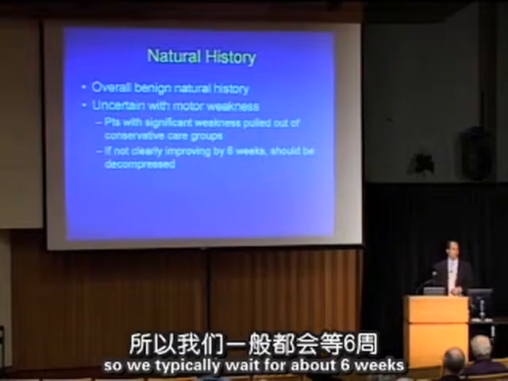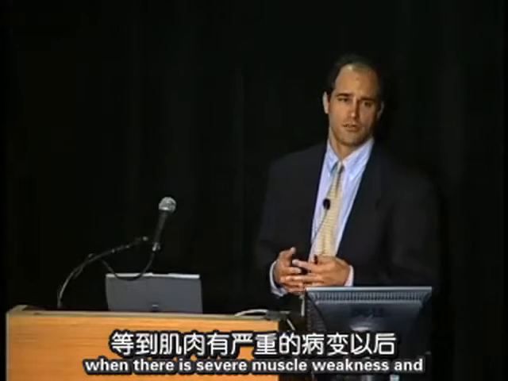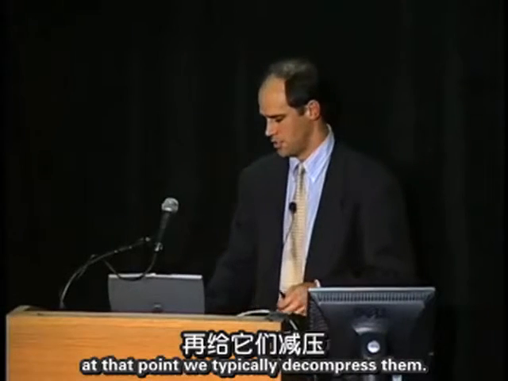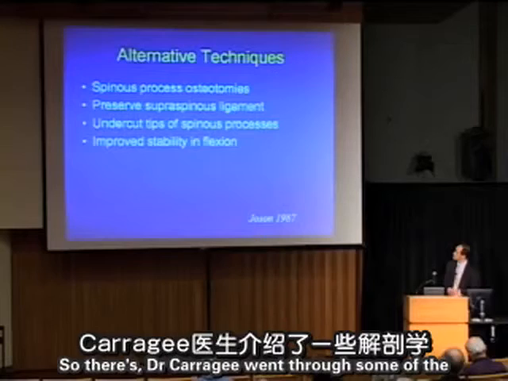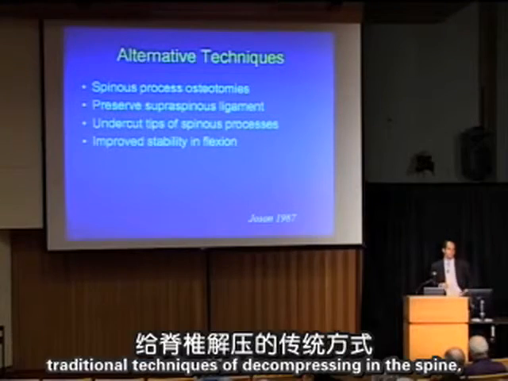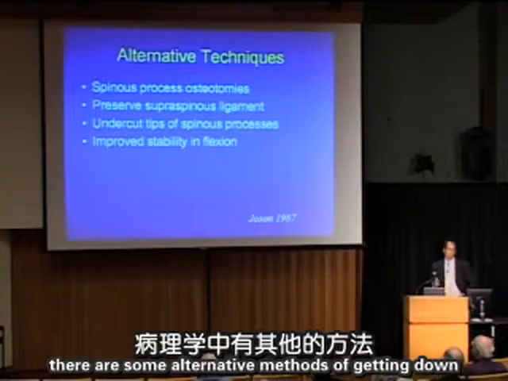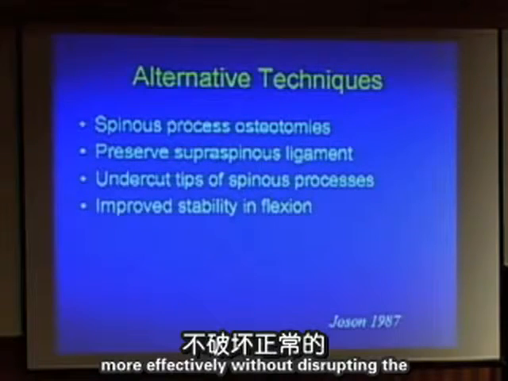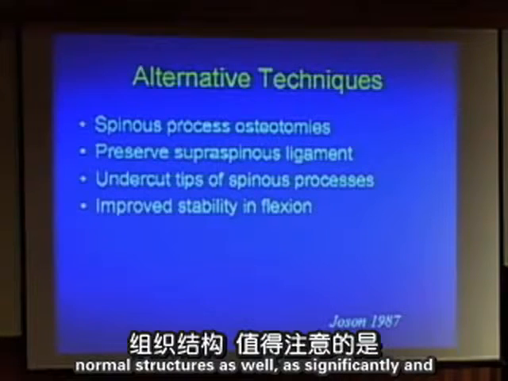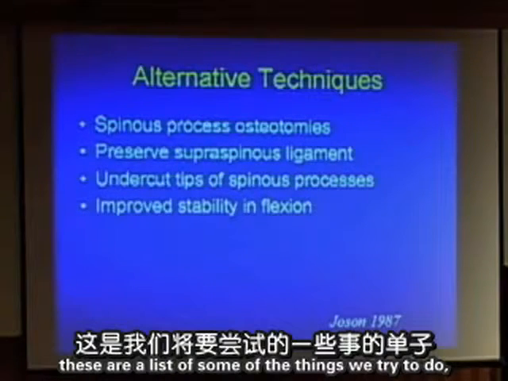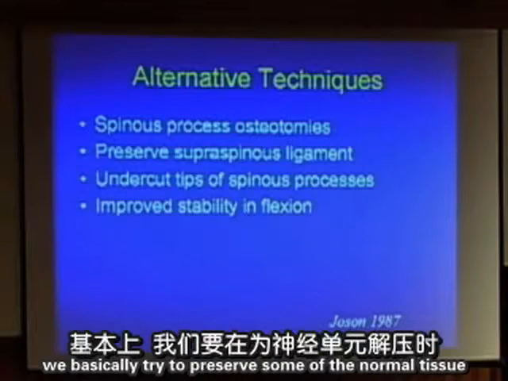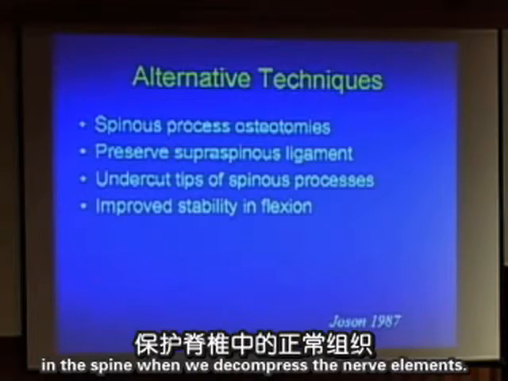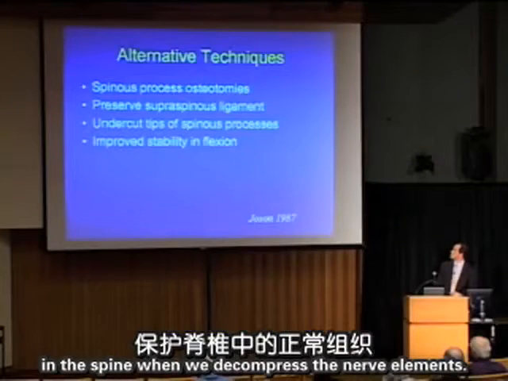So we typically wait for about 6 weeks when there is severe muscle weakness, and at that point we typically decompress them. So Dr. Carey went through some of the anatomy and talked about some of the traditional techniques of decompressing in the spine. There are some alternative methods of getting down to the pathology at hand to try to decompress things more effectively without disrupting the normal structures as significantly. And these are a list of some of the things that we try to do. We basically try to preserve some of the normal tissue in the spine when we decompress the nerve elements.